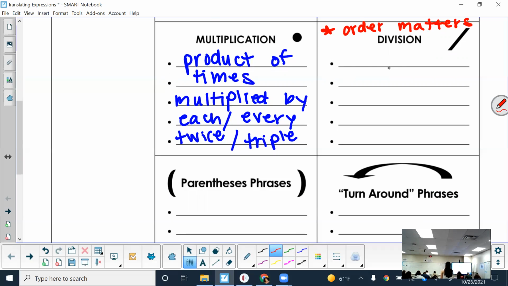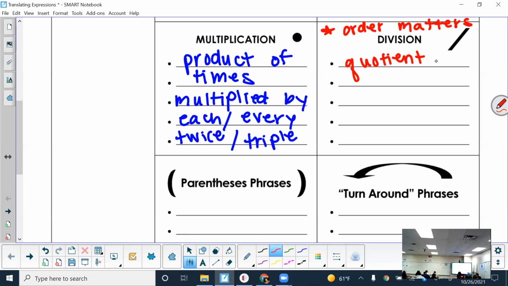What's opposite of product? Quotient. So if I say, what's the quotient of a number and 3, then it should be n divided by 3. Right? Is 3 divided by n the same thing? No. All right, so order matters. Just do it in the order that it appears in the sentence.